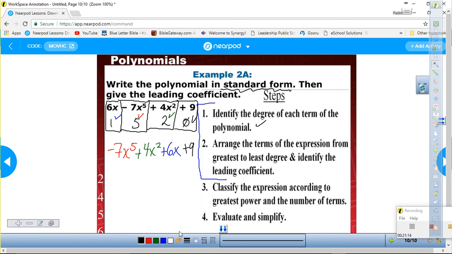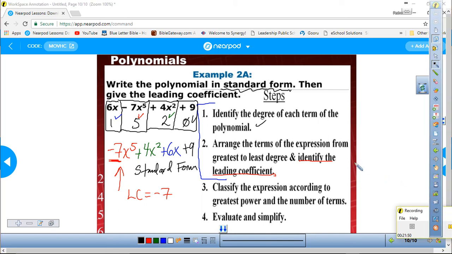Okay. But the last thing they're asking me to do is identify the leading coefficient. How do I do that? I go to my first term, and I look at the number multiplying the variable. The number multiplying the variable is negative 7, so my leading coefficient is negative 7. And this is called standard form. Copy that, please. Bam, let's go.